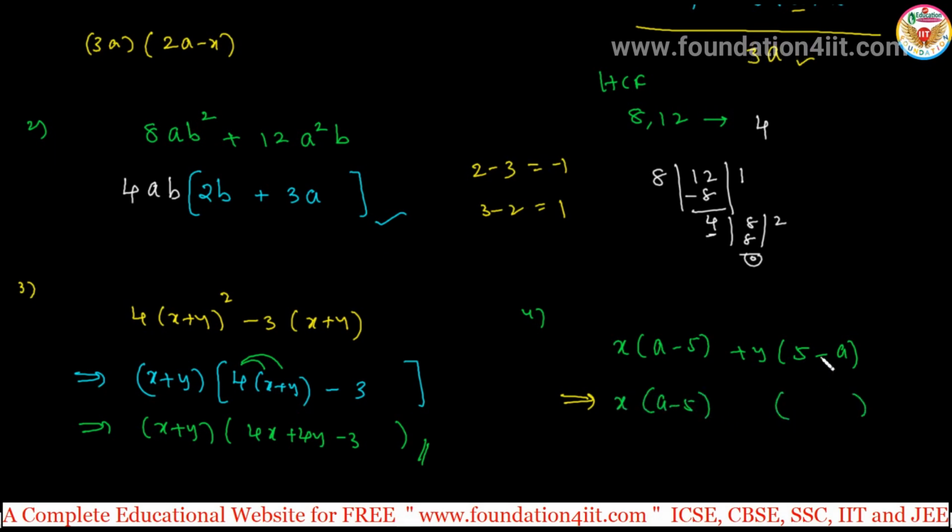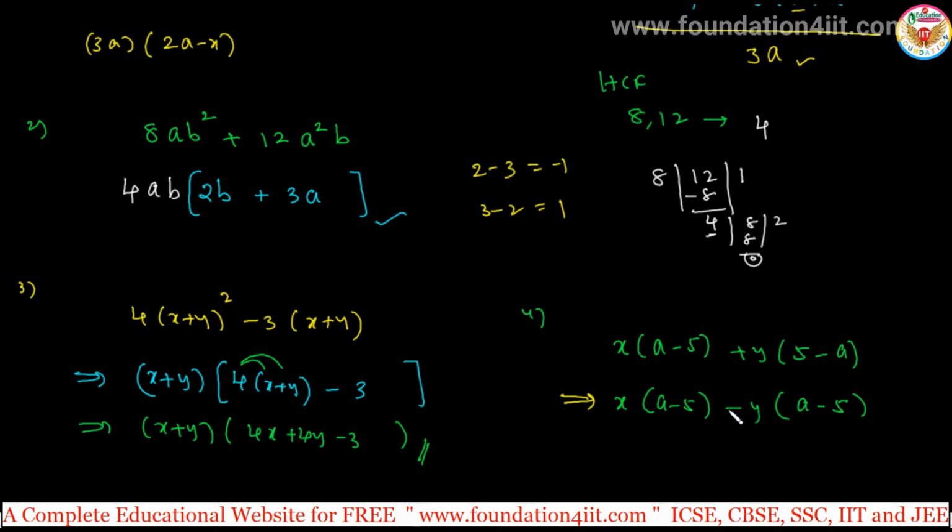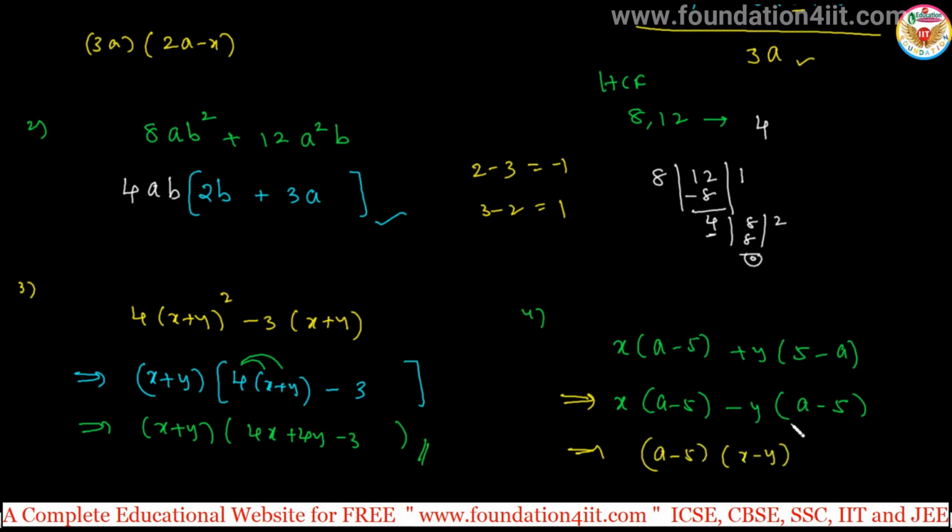We should make them the same, x into a minus 5. In case here it is 5 minus a, if you want to make it a minus 5, you take the minus common. So minus y into a is minus a only, and again minus into minus is plus. So whenever you interchange the two terms in the bracket, just before the expression you can change the sign. That you remember. Now a minus 5 is the common. Here is x, minus here is y.